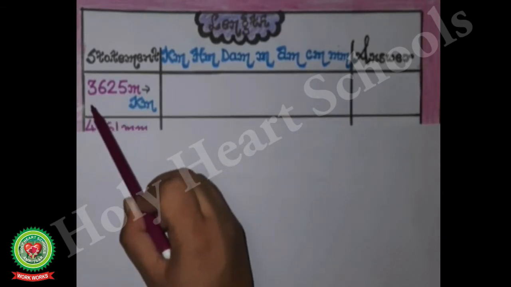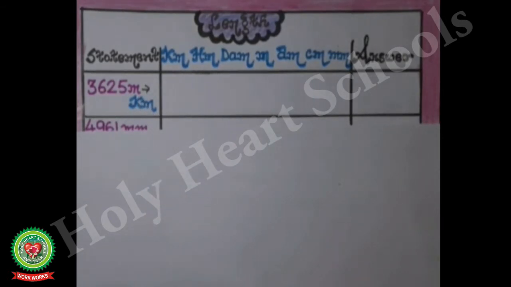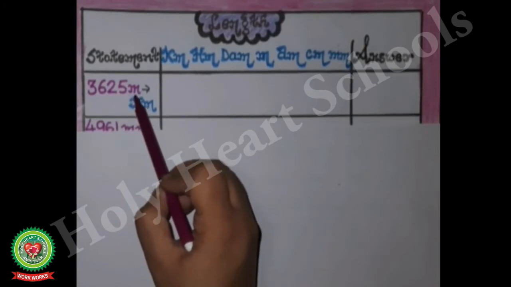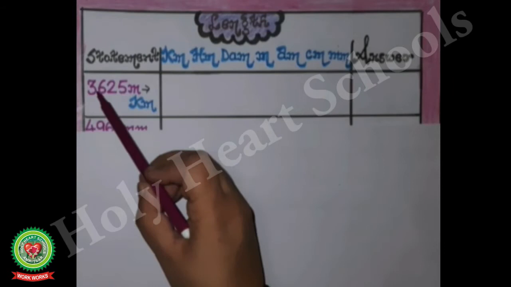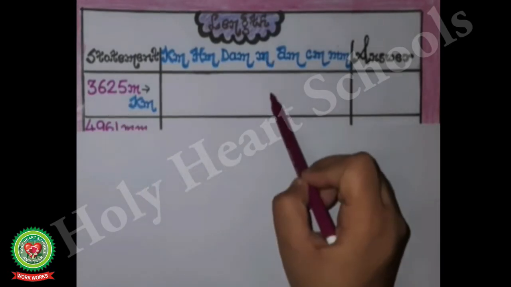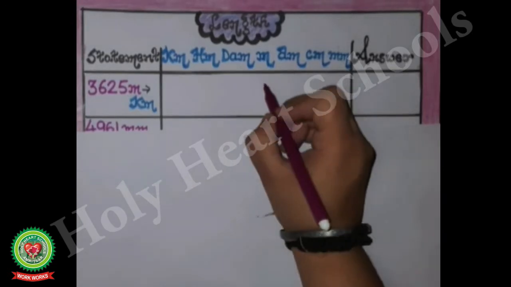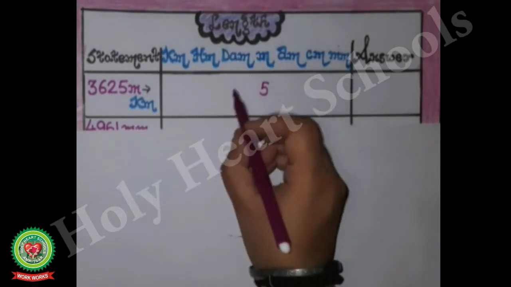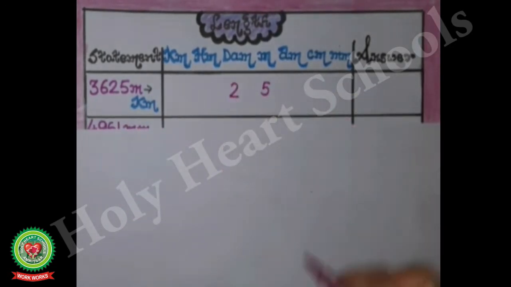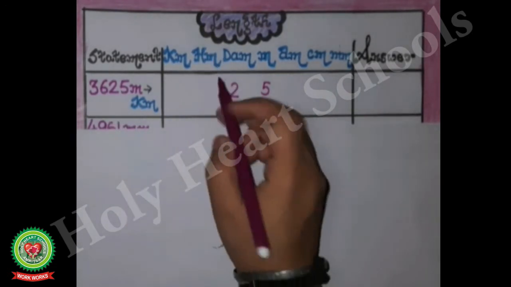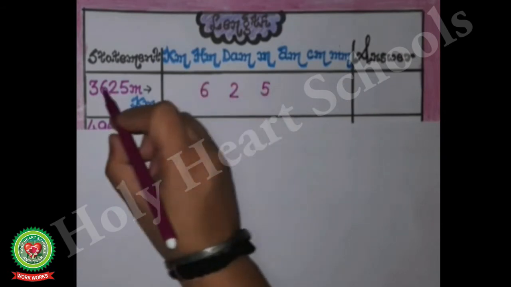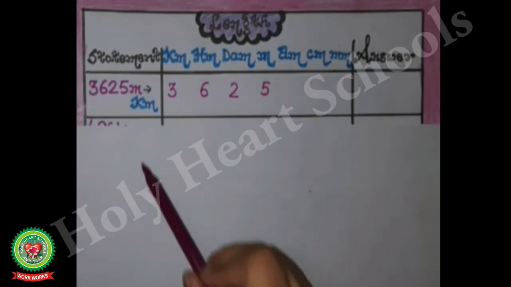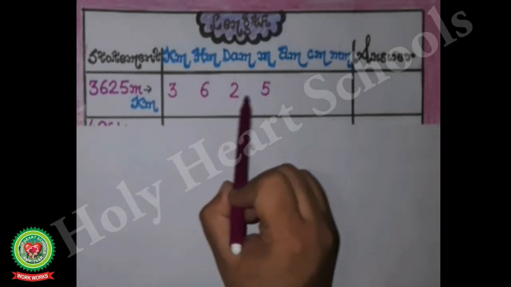Now first step is we will arrange the number. What is the statement? 3625 meter. Meter is given, so while arranging the numbers, we start from meter. 5 will come under meter, 2 under decameter, 6 under hectometer and 3 under kilometer. Now firstly what we have done, we have arranged this number.